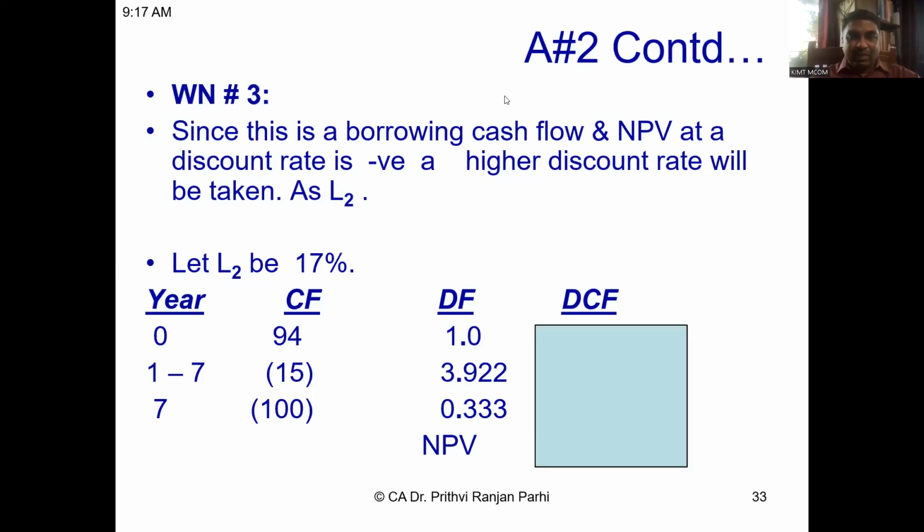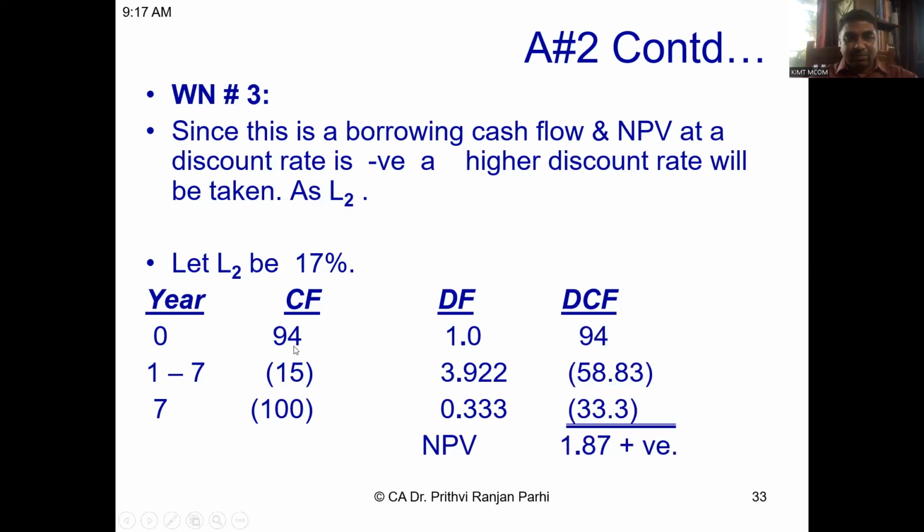Let me stop sharing this screen now. I'll go back to my PPT. Okay. Now these factors are taken from those tables. You might be thinking, where am I getting this number from? These numbers I've taken from these tables. 3.922 is the discounting factor. Then 0.333 is the discount factor. If you multiply these cash flow figures with the discounting factor figures, you'll be getting the discounted cash flow.